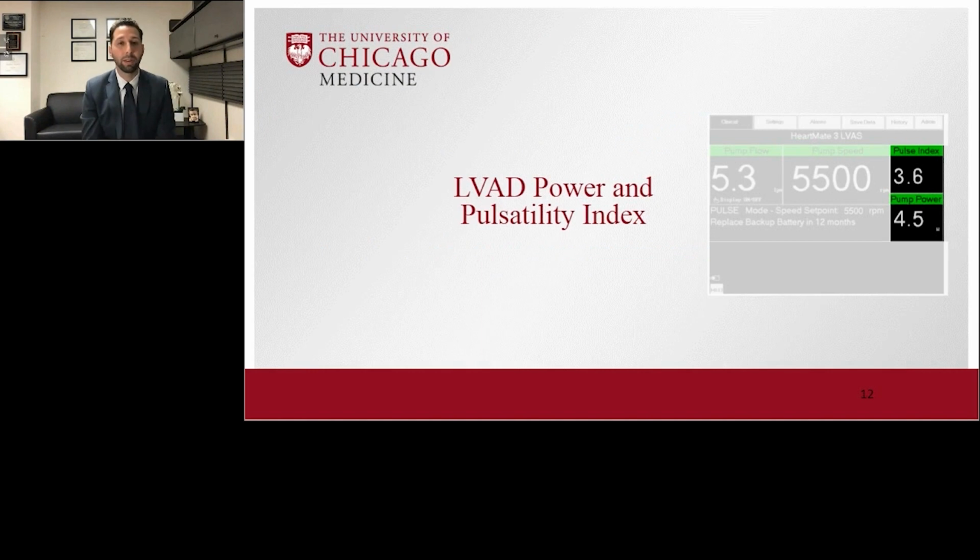So let's shift focus now to the pump parameters themselves. The first two that we're going to talk about are the LVAD power and the pulsatility index. And when you're looking at the screen or you're doing a device interrogation, these are the parameters on the far right of the screen.